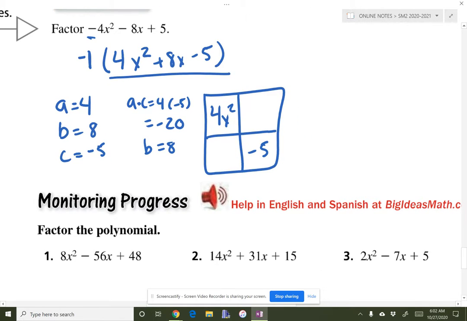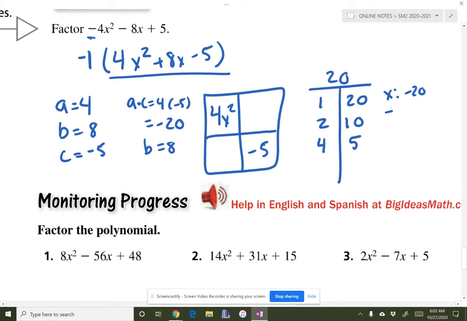So I'm going to do my list for 20. List for 20. 1 and 20. I want you to make these lists because we're not very good at our times tables, so I want you to get in the habit. 2 times 10. 3 doesn't go into 20, but 4 times 5. Okay? I need to multiply to -20, and it needs to add to 8.